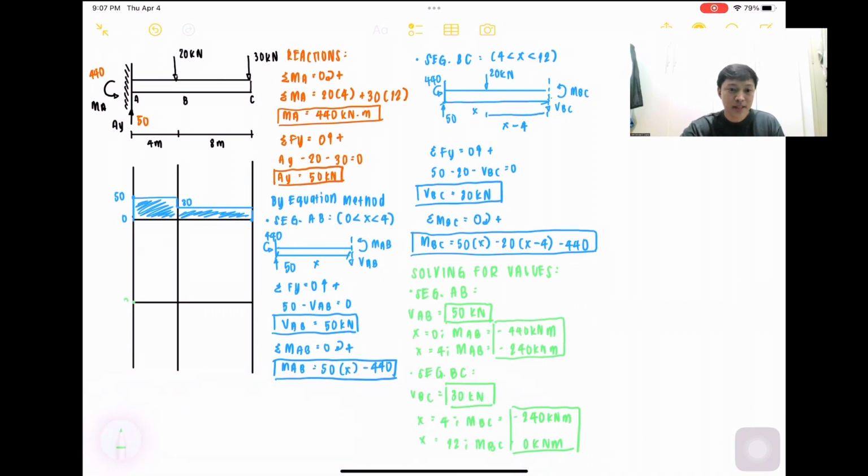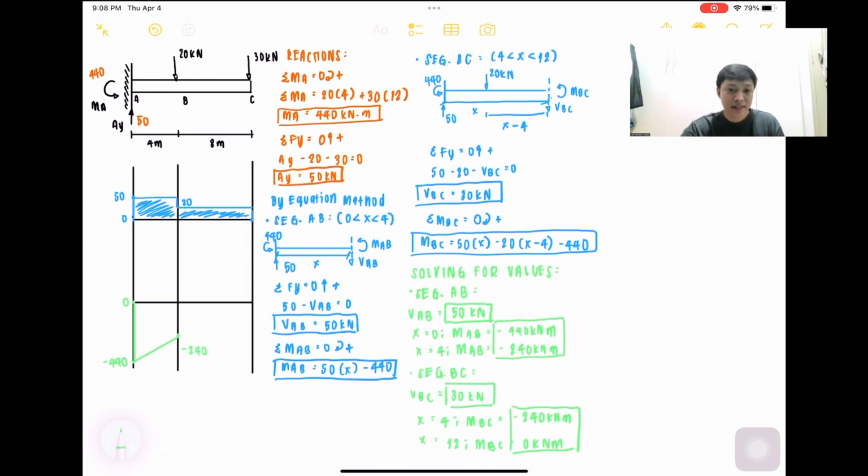Next, let's proceed in plotting the moment diagram. Ang first moment natin, if x is equal to 0, ay negative 440 kN-m. If we look at the figure, nanggaling ito sa 440 kN-m na counterclockwise moment, at since counterclockwise siya, kaya naging negative ito. Next, if x is equal to 4, the moment is negative 240 kN-m.